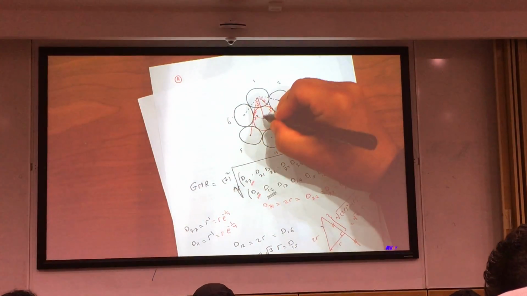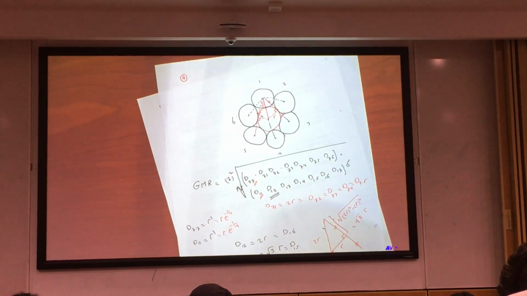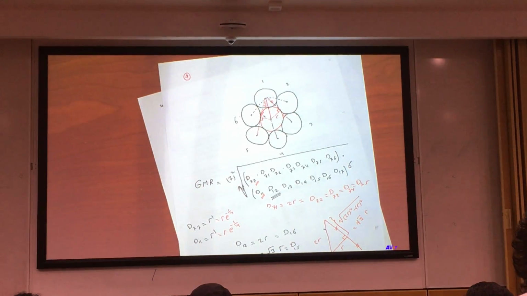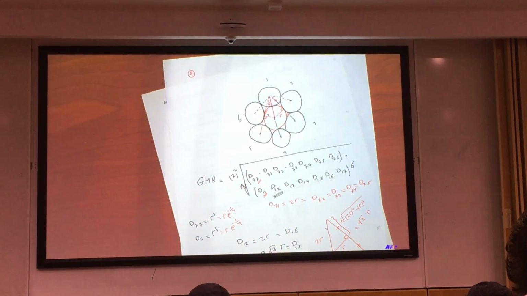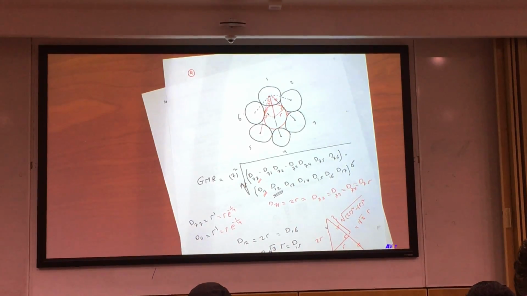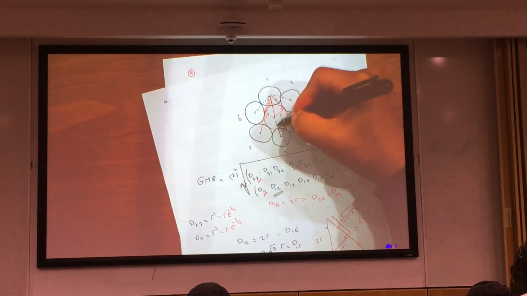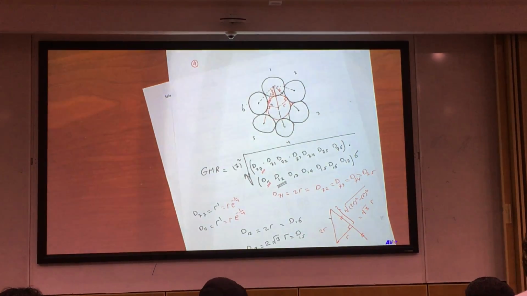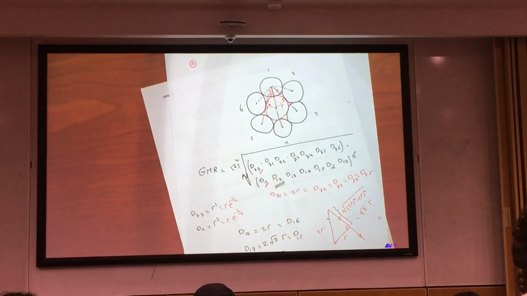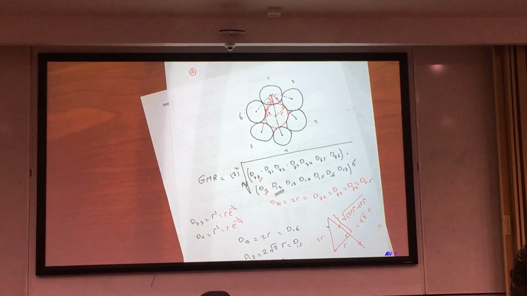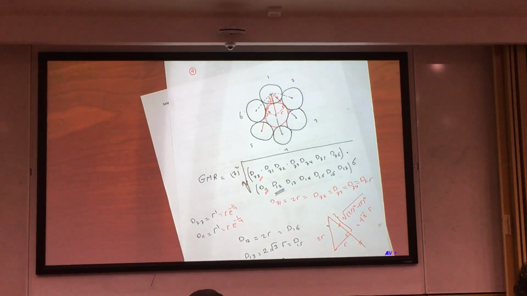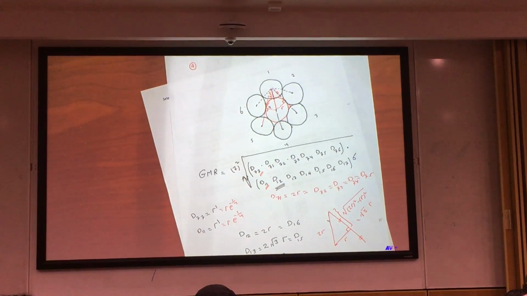D14, this one is easy and straightforward because it's going through all the centers. So this one is 4R. So D14 is equal to 4R because that's R, 2R, and R. So you got all the distances and you can substitute in this equation. You will get the answer. Your answer will be in terms of R. This will give us a geometrical mean radius of 2.18 R.